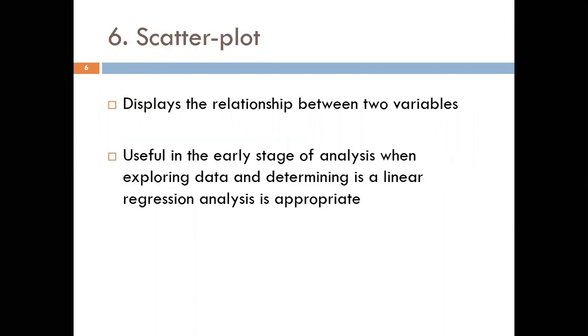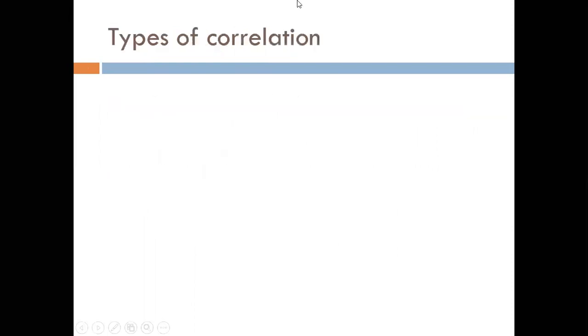So let's look at scatter plots. Like we said, they help us to display the relationship between two variables, and they are always useful in the early stage of analysis when exploring data and determining if a linear regression is appropriate for further analysis. Now, in scatter plots, we plot our independent variable on the x-axis. The independent is usually your x, and then your dependent variable is the y. And we can have about four cases of plots.